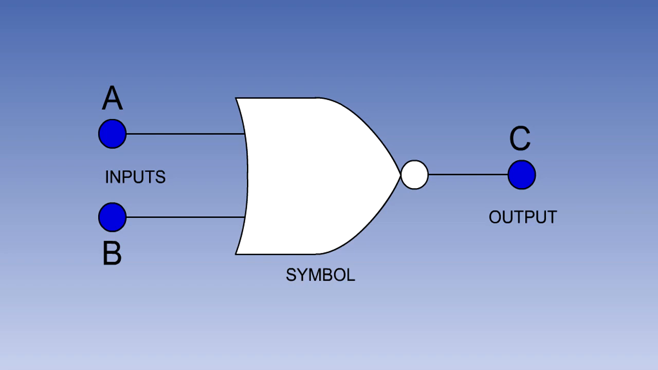Here is the symbol for a NOT OR or NOR gate. Like the NAND gate, this is the same as an OR gate, but with a circle added on the output. The NOR gate is an OR gate with an inverted output. This results in a gate where if one or more inputs are 1, the output will be 0.